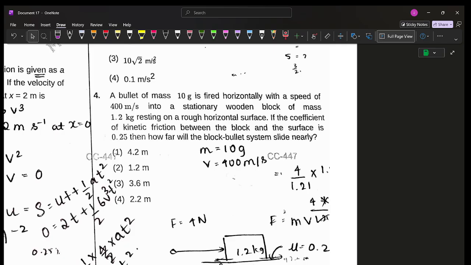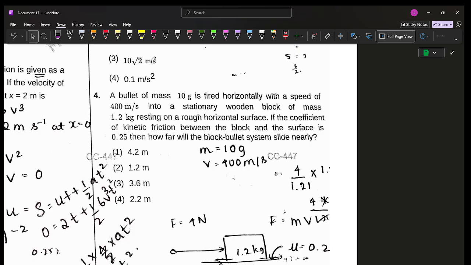Next, we are going to do a free body diagram where on the left hand side is friction, on the right hand side is more with force, which is equal to ma. Now friction, I could write it as mu into N. Mu is basically 0.25, N is basically 1.21 into 10, and mass is again 1.21.